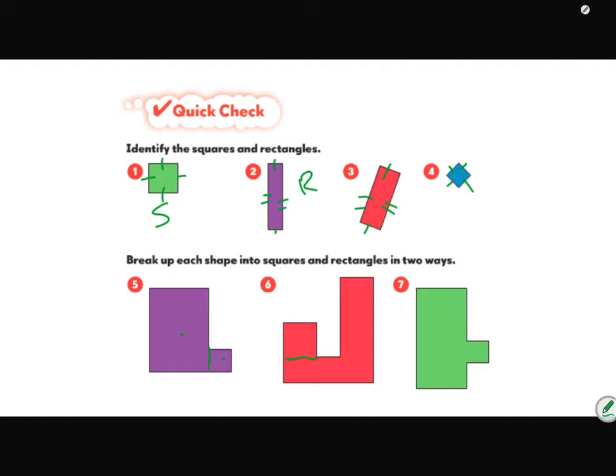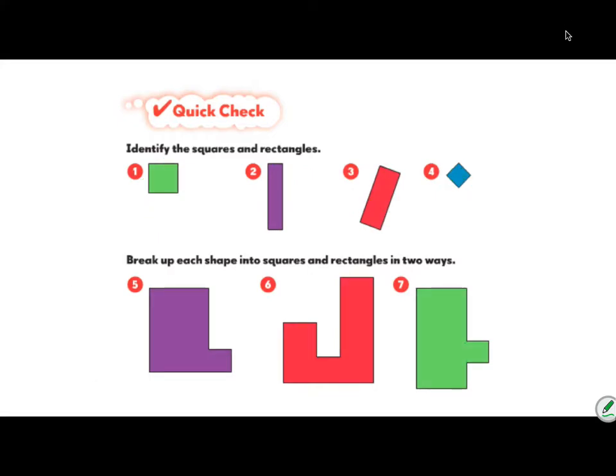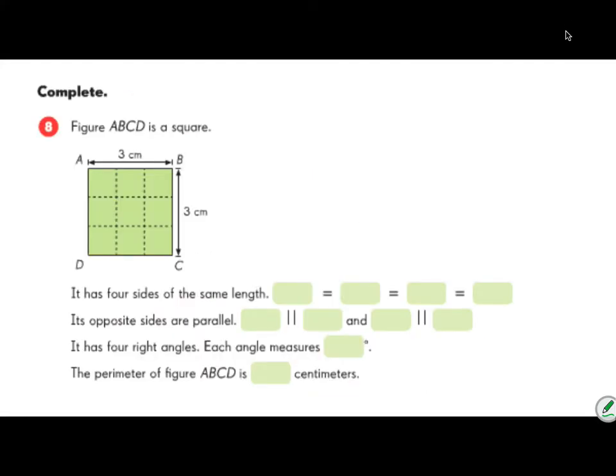You can break this up like this, do a square, rectangle, rectangle. You can break this up and do a little square and a big rectangle. It's just seeing these figures, which we're going to call composite figures, because they're made up of squares and rectangles, and breaking them apart. This one says figure ABCD is a square.